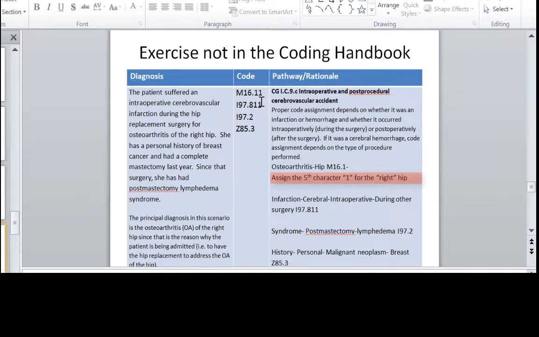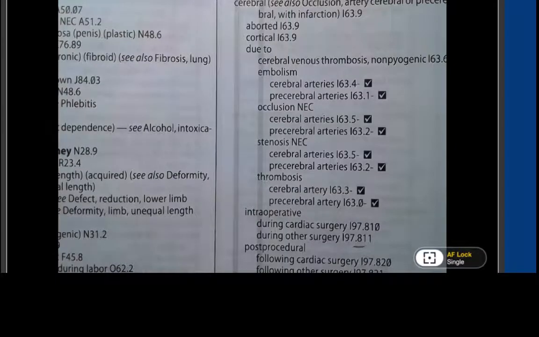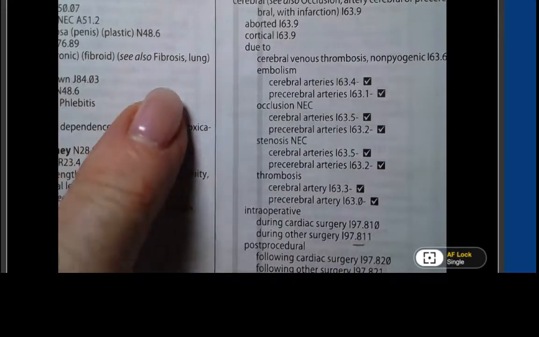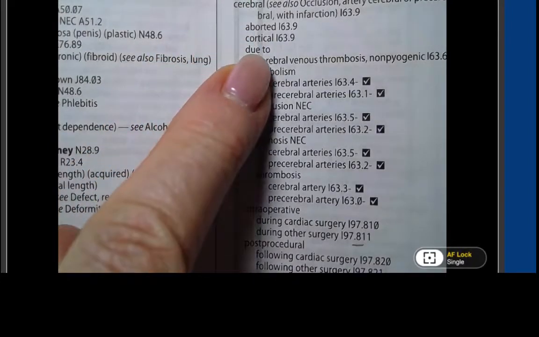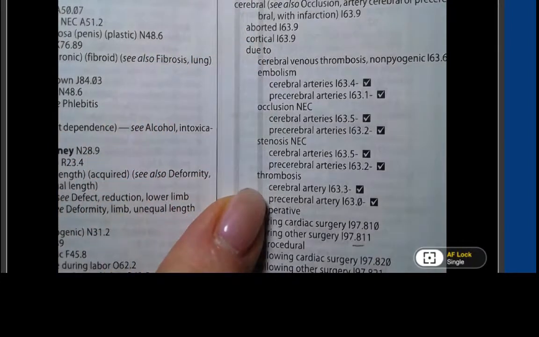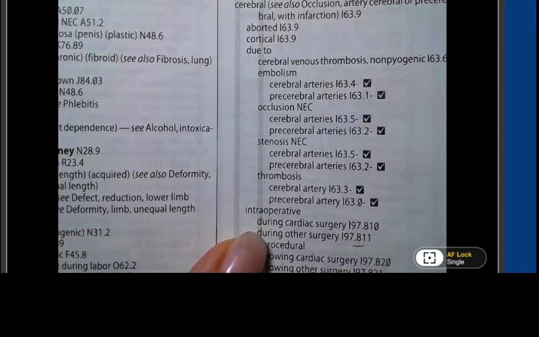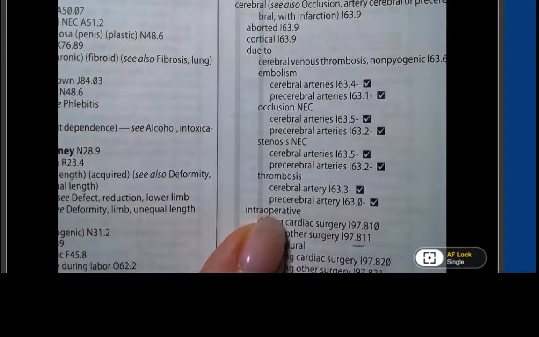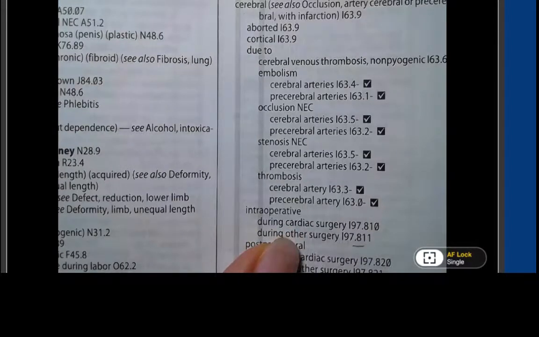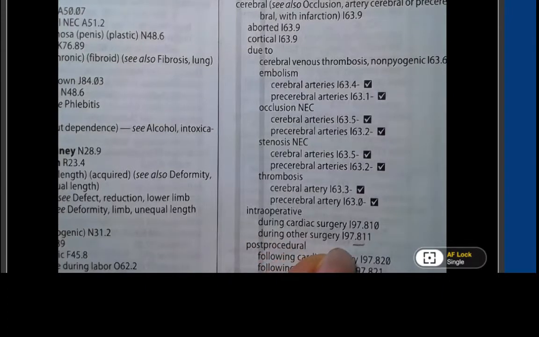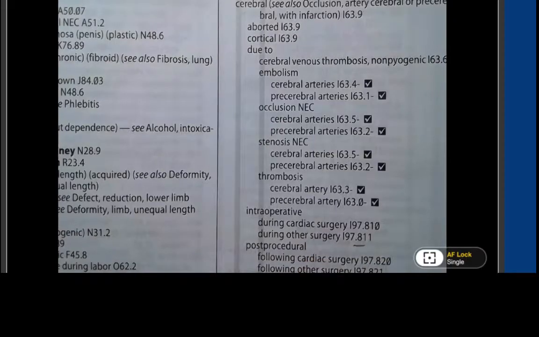So now let's look up the infarct, the cerebral infarct. So we're in infarct, cerebral, due to intraoperative, and you see you have two choices of during cardiac surgery or during other surgery. She was not having heart surgery, she was having a joint replacement. So during other surgery is the correct code, I-97.811.